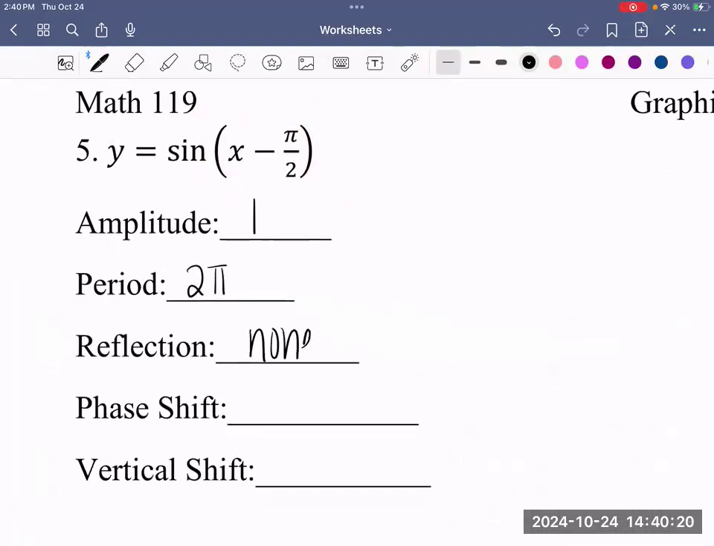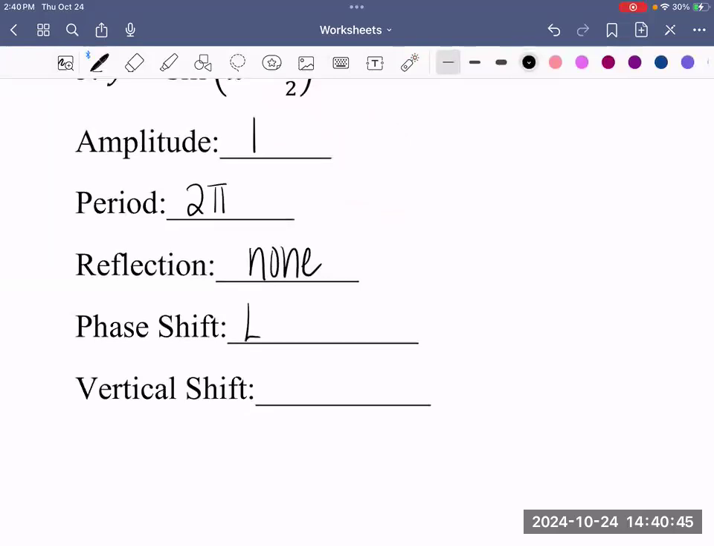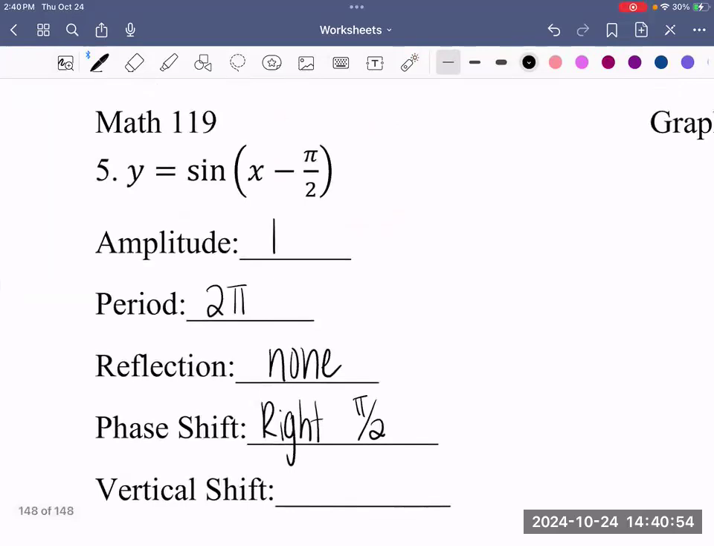Reflection, we don't have any. Phase shift, we do have a phase shift. But with your phase shift, notice that we do have something on the inside of this parentheses. Now, if it's negative, or what looks to be negative, it's really going to be positive. You can do this by setting it equal to 0, adding pi over 2 to the other side to see, okay, well, we are going to be adding pi over 2 to all of your x values. So your phase shift, we're going to move to the right. That's where your positive numbers are, to the right, by pi over 2. Your vertical shift, there's nothing being added on the other side, so we have no vertical shift.